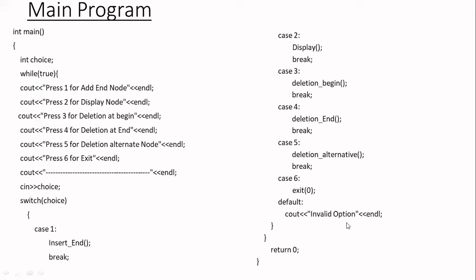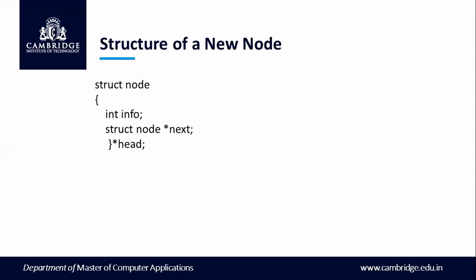Now we have to start with the program. First, let me declare the structure of a new node. The new node should have one data part and another is the link which points to the next node. So struct node, inside I have int info and the pointer to another node of the same structure.